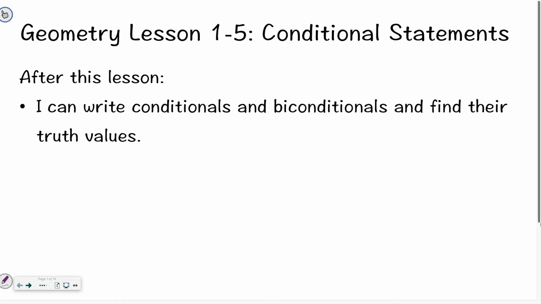So let's quickly talk about what a conditional statement is. A conditional statement is whenever you have an if, then statement. So, if Miss Johnson is hungry, then she will eat lunch. That is a basic conditional statement.